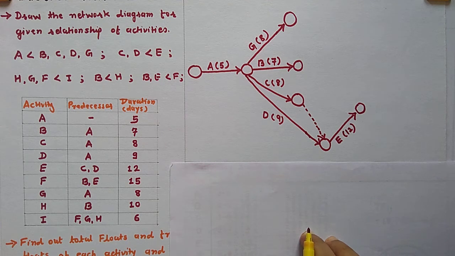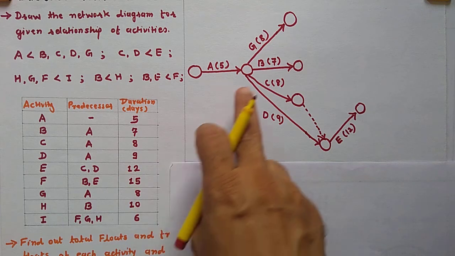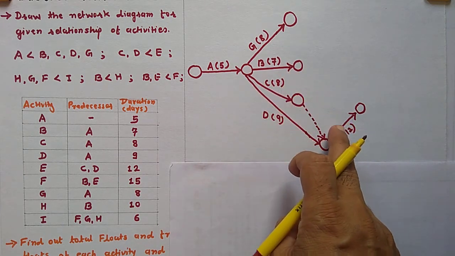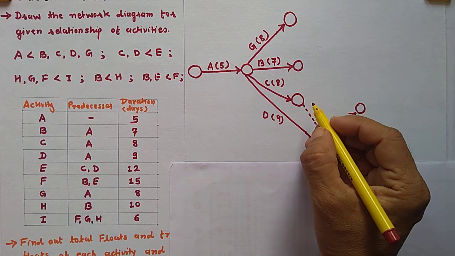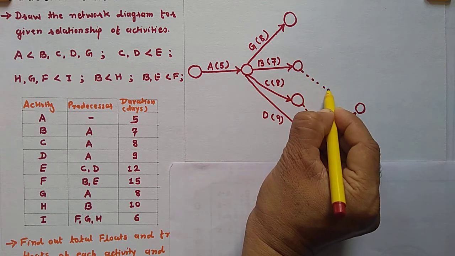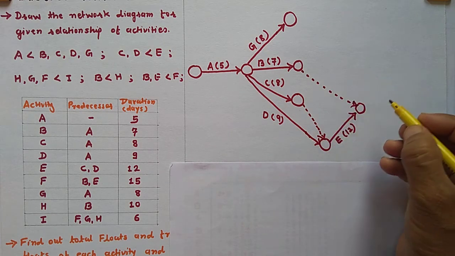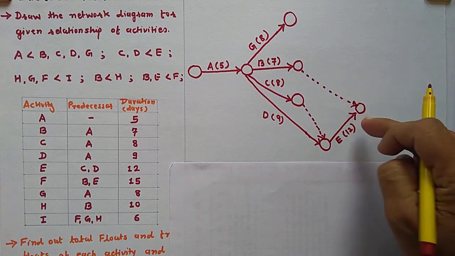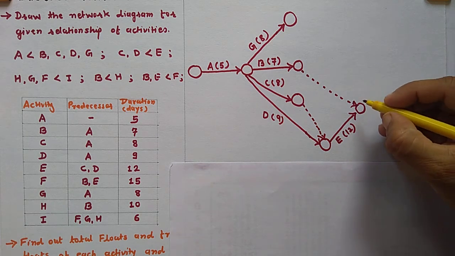Then activity F. The predecessors are B and E. So this is B and this is E. Again these two activities are separated, so we have to join them so that F can be started. I will draw a dummy activity, so B and E are joined and finish in this event. From here I will draw activity F.